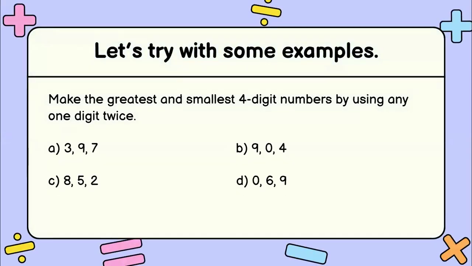Now, this is a twisted question. You know that nothing comes directly in maths. Make the greatest and smallest 4-digit numbers by using any one digit twice, by repeating any one digit twice. So, guys, be careful of what digit you repeat to make the greatest and smallest numbers. Okay, so now pause the video, take your time, solve it, and come back.